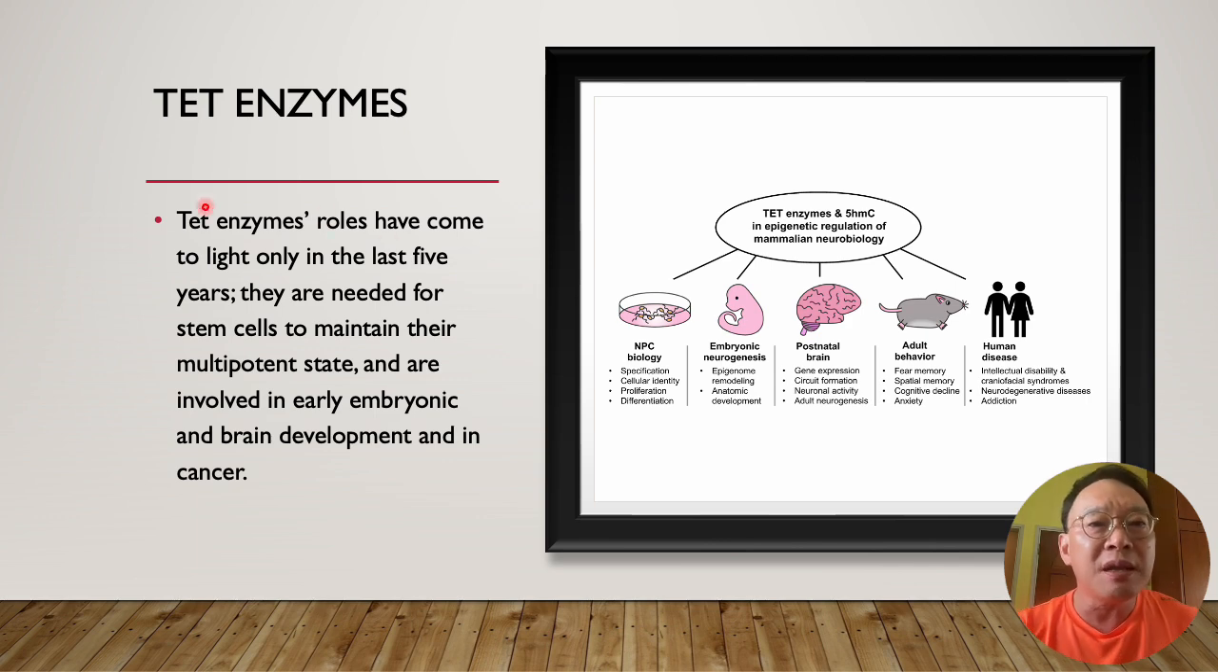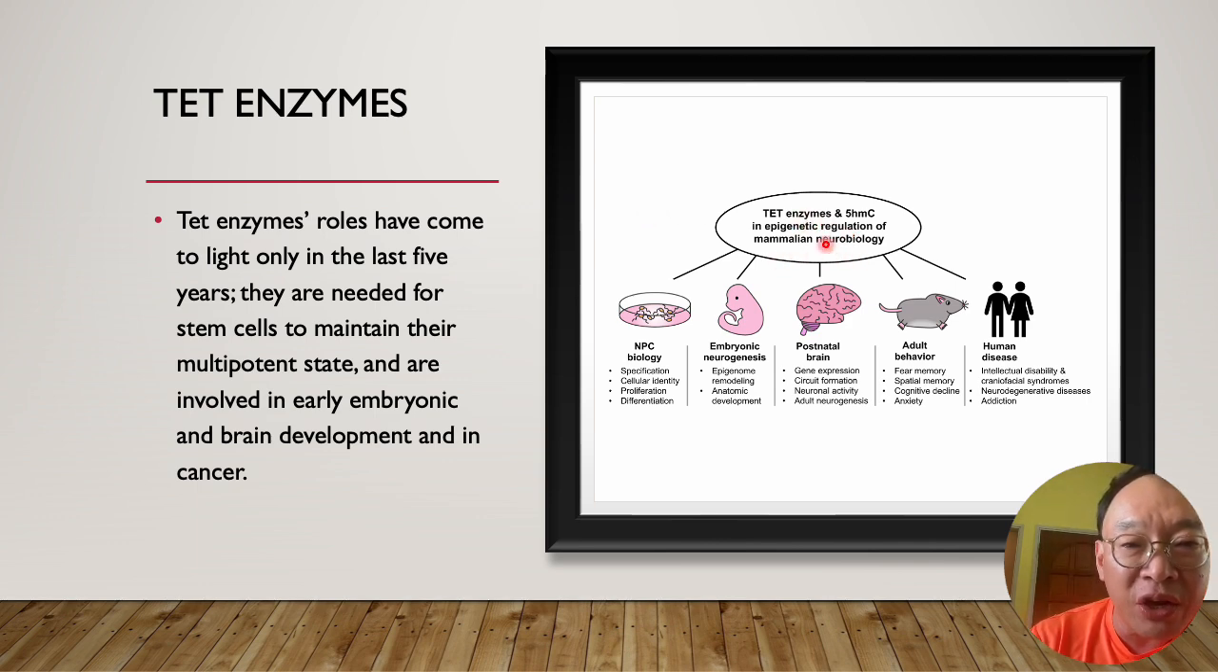Okay, TET enzymes, okay, their roles have come to light only in the last 5 years. They are needed for stem cells to maintain their multipotent state and are involved in early embryonic and brain development, in cancer, right? So, for instance, here you go. TET enzymes in epigenetic regulation in mammalian neurobiology. Important for embryonic neurogenesis, postnatal brain development, adult behavior, human disease. I won't go too far into it, but it's very important for our epigenetics.